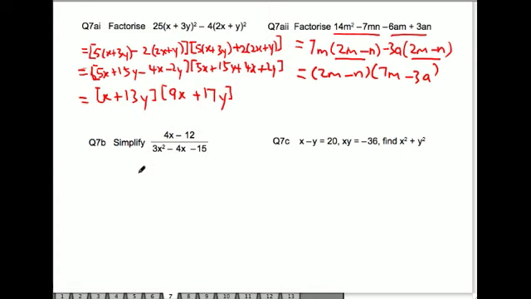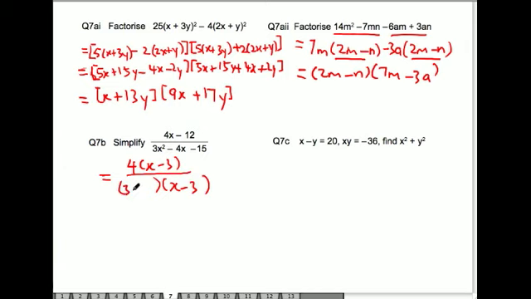In 7b, we have to simplify an algebraic fraction. To simplify, we need first to factorize it, and we factorize the denominator as well. We note that if the numerator has a x minus 3, then the denominator should also have a common factor which we can cancel away. Therefore, we already know one of the factors.